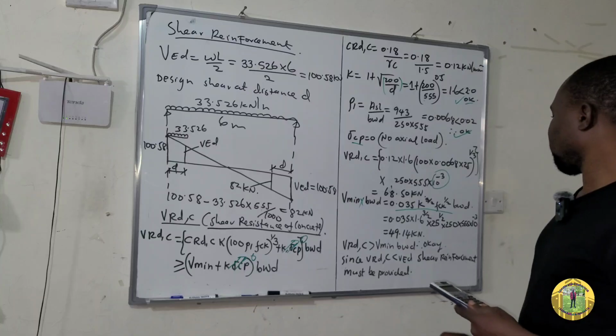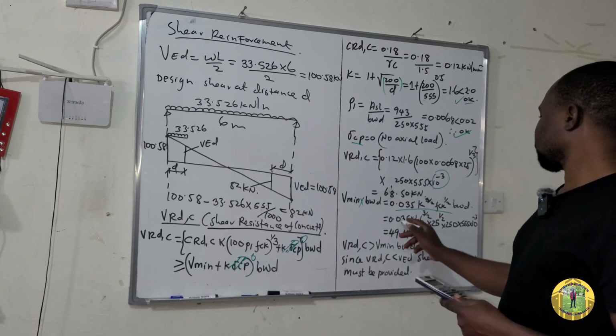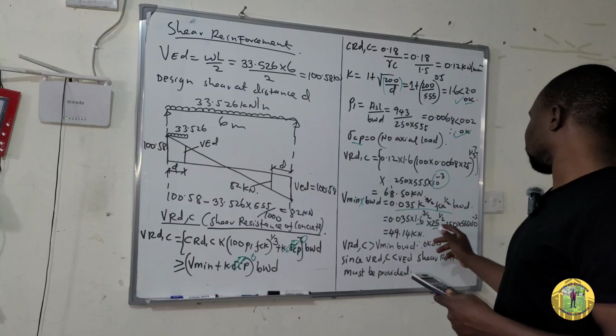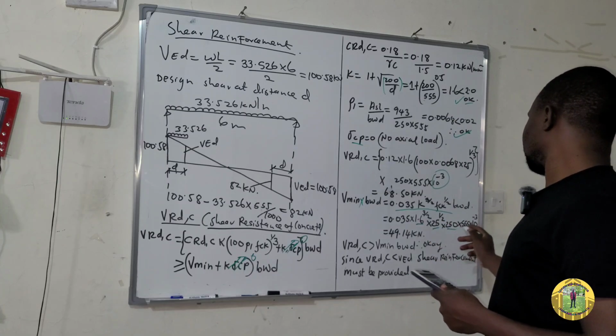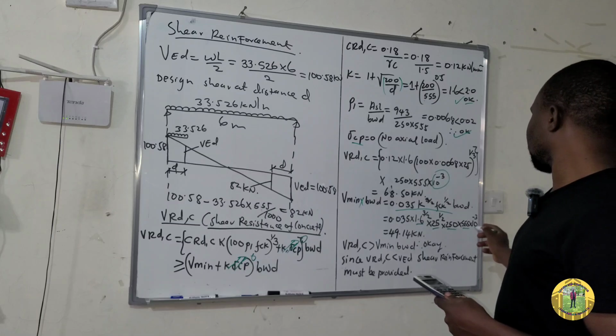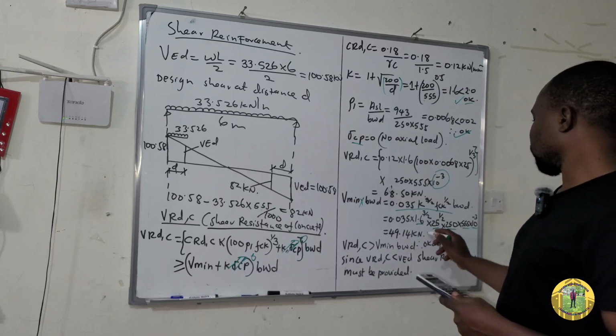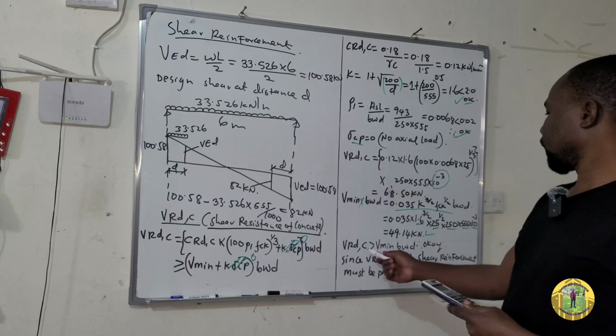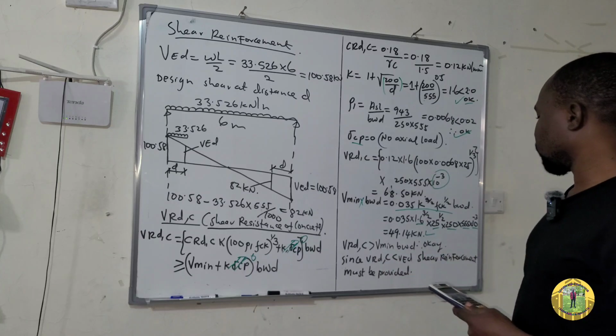BWD remain the same. So K, you already have K, 1.6, FCK is 25, then BW is 250, D is 555. Then convert it from Newton to kilonewton, so times 10 raised to the power negative 3. You will get 49.14 kilonewton. As you can see, VRDC is greater than V min, therefore K.